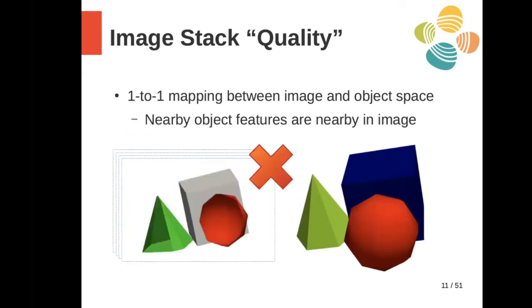The other thing is, like a photograph where you can see near and far things, even if you get a slice of the object space, but there are things appearing in that slice that are not from that particular depth, that doesn't work.